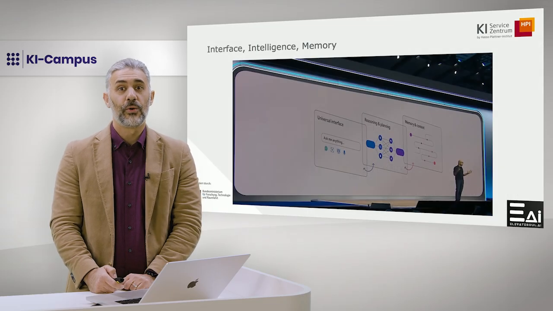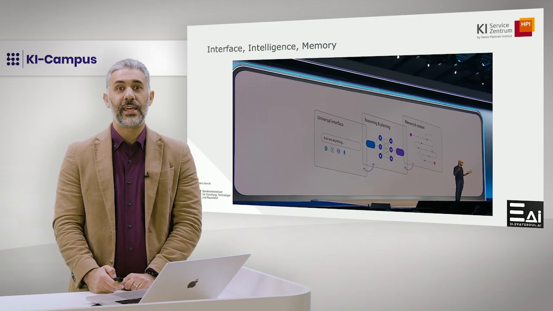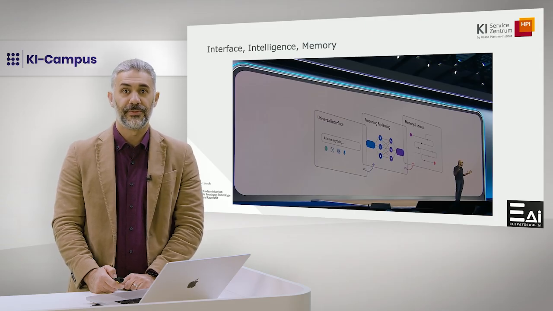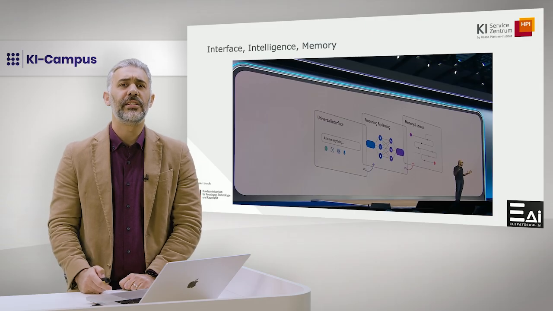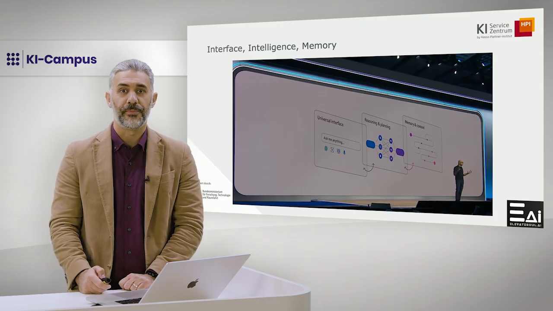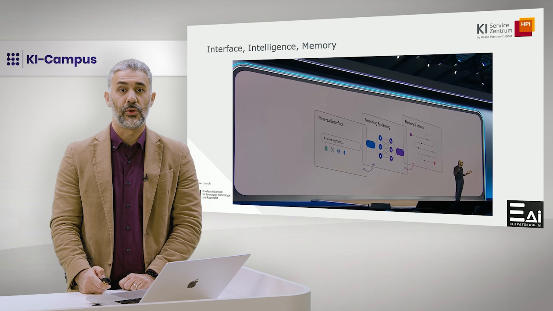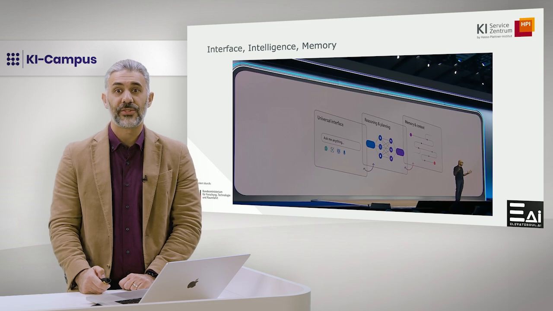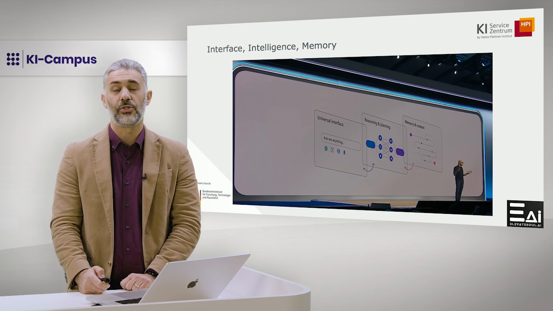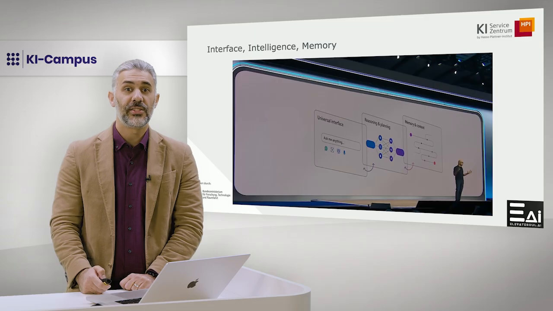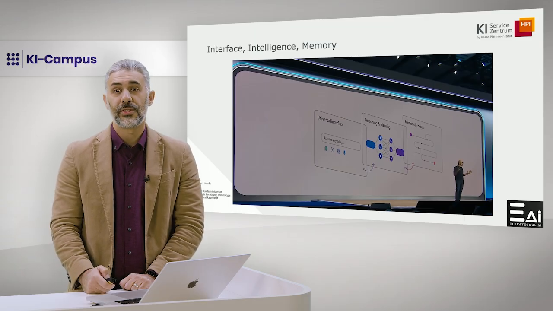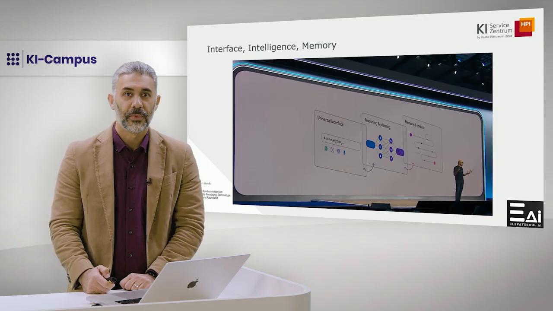LLMs unlock three core capabilities that Agentic AI applications can build on. First, a conversational interface. This gives us a fundamentally new way to interact with software. Instead of navigating menus or learning commands, we simply ask for what we want in natural language. For many use cases, this interface is more intuitive, more accessible, and more efficient.